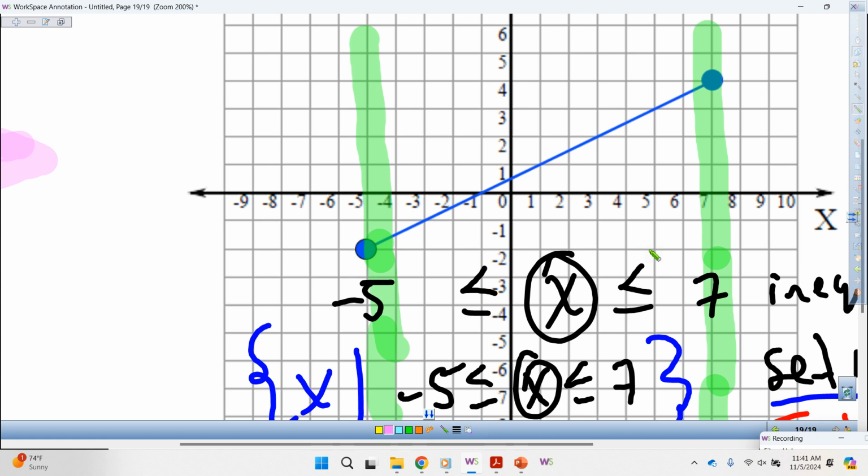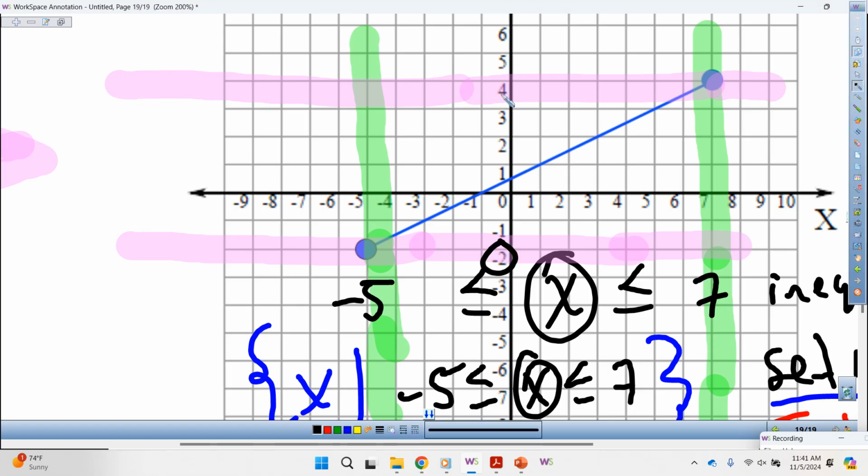All right, tell your neighbor, between what y values? Rogelio, between what y values? -2, okay. Draw your highlighter through -2 of y. And it goes all the way up to what? +4. Hands if you agree with that? That is correct. So from -2 all the way to 4.